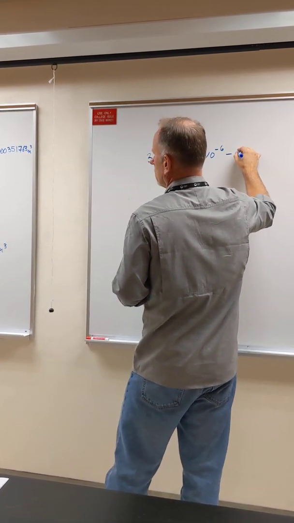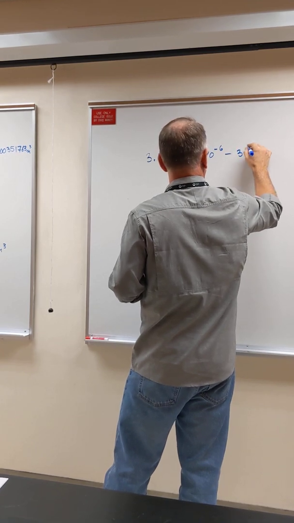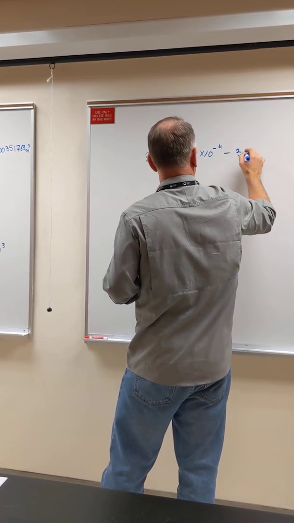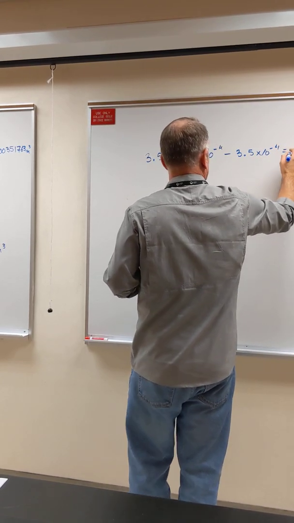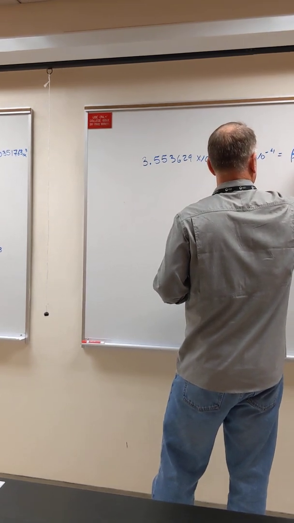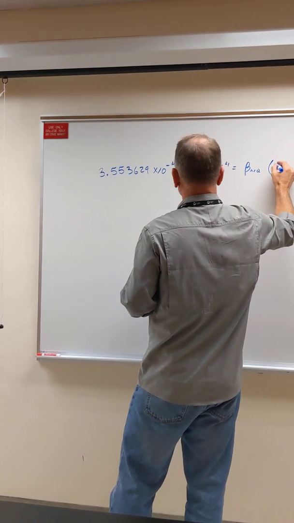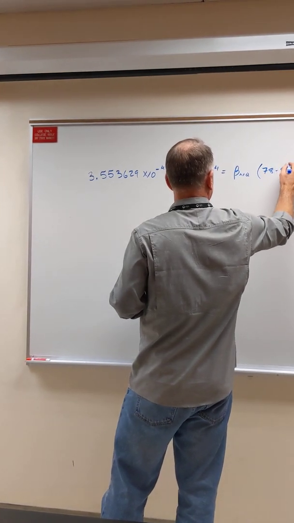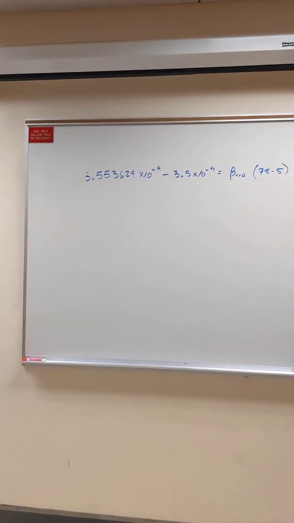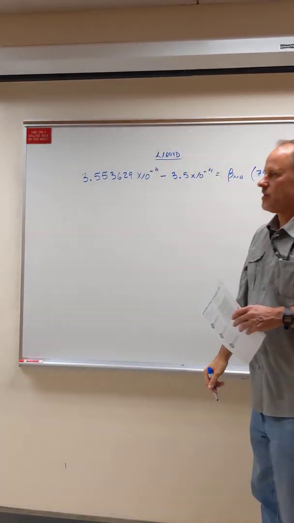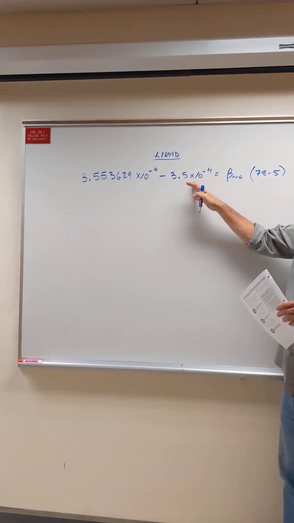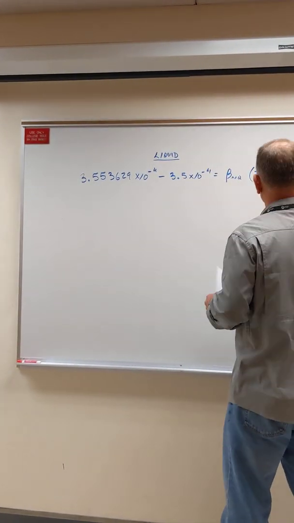minus initial is equal to beta of the liquid times delta T, right? 78 minus 5. And this is all for liquid. Final minus original, it's delta V. Oh, I need the original. Oops. I need one more term.